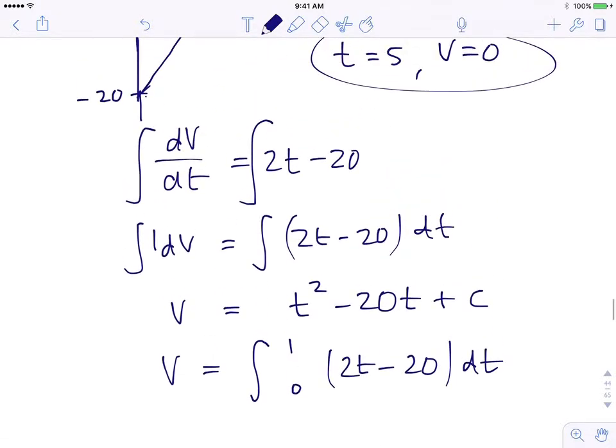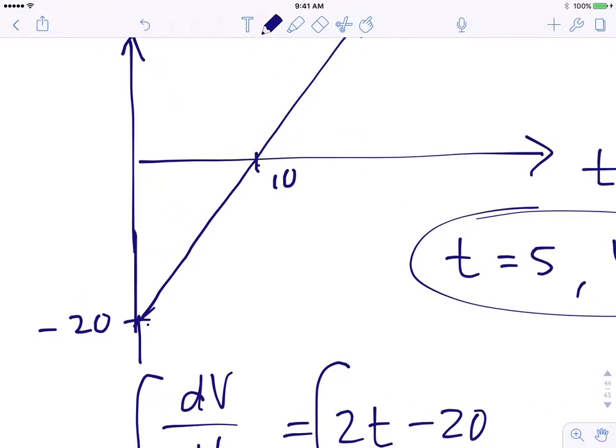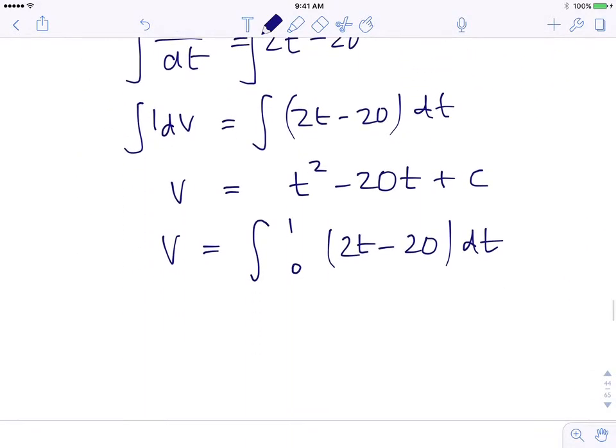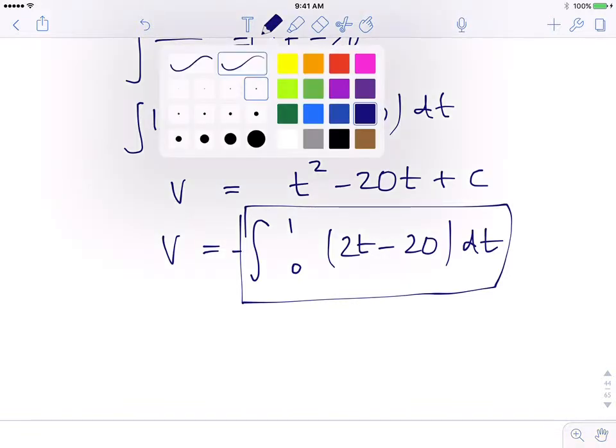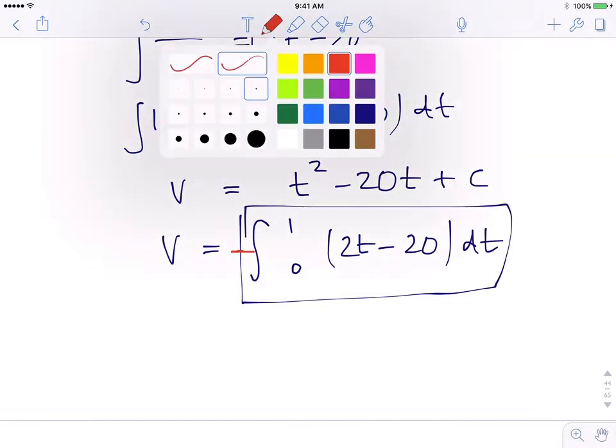Now in that first minute, you can see from my diagram here that the rate is negative until t reaches 10, and they're saying that at 5 minutes the tank is empty. So during this whole time, the rate is still negative, which means the volume is decreasing. So this value is going to be negative when we calculate this. If we want an expression for the number of kilolitres, then I guess we could chuck a negative out the front, in nice big red, and that would then give us the actual volume.